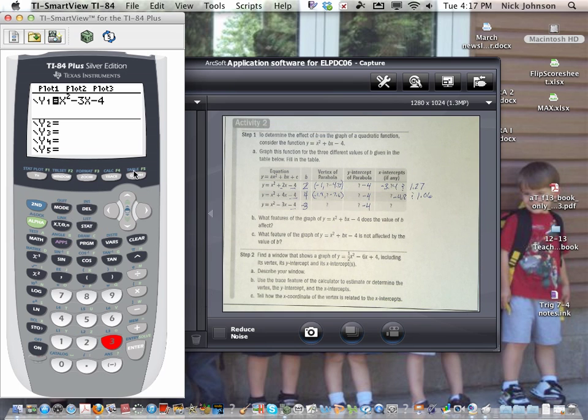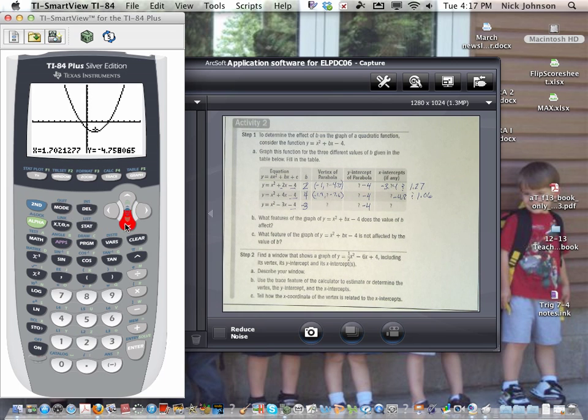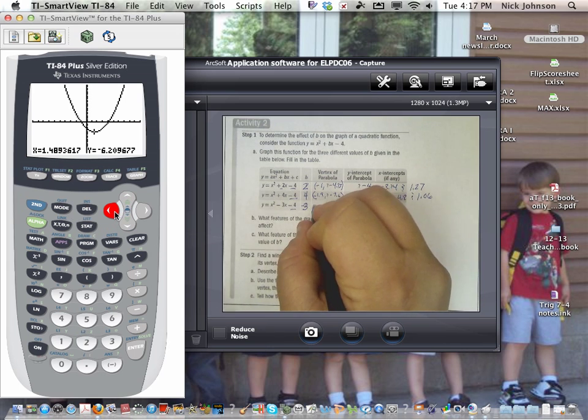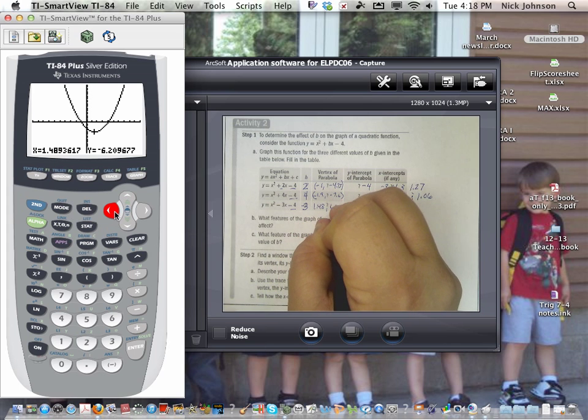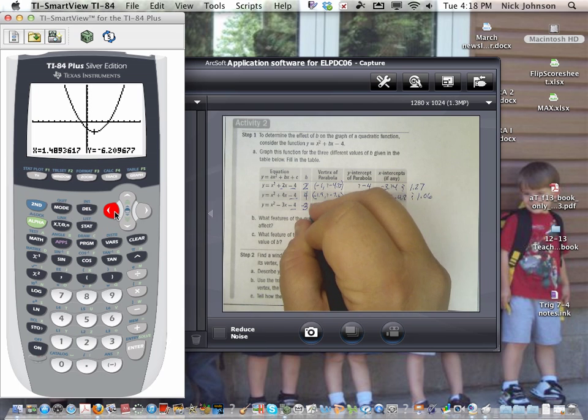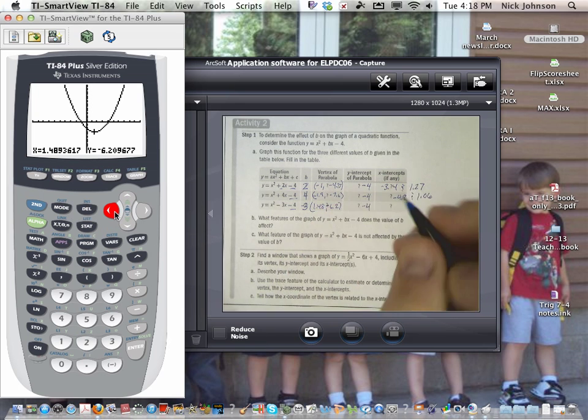We put in a -3, I believe. Yep. Hit graph. Find a vertex. This definitely changed. Notice that our y-intercept is still at 4, just like it was on the last one. My vertex is roughly at (1.48, -6.2).